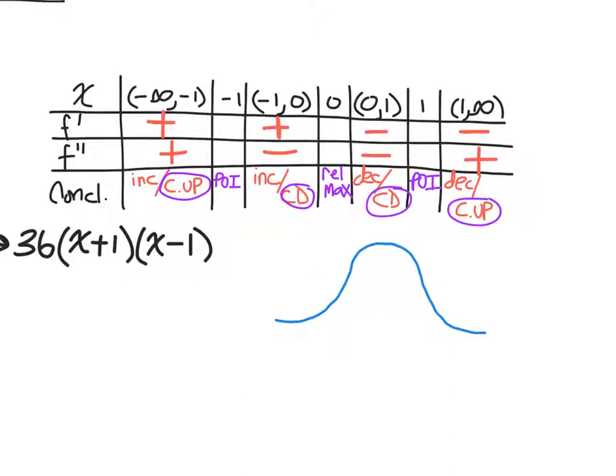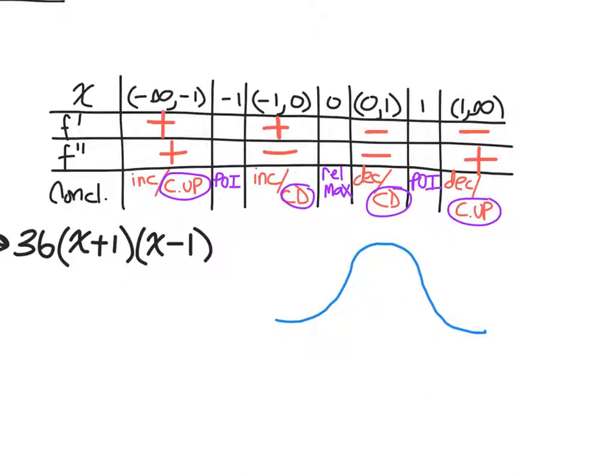The original function is continuous everywhere, right? It's increasing to decreasing. We have concave up, down, up. It could look something like this, all right? And that would be all I would need from you.